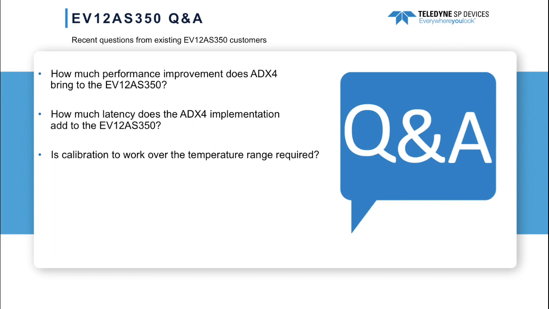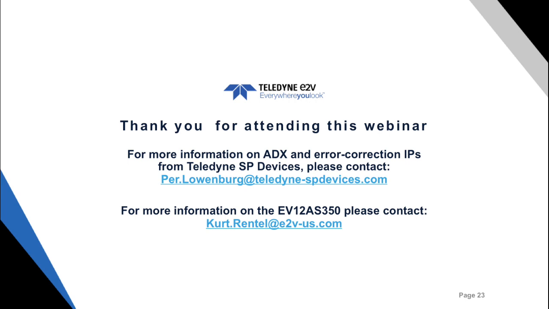So when using the EV12AS350 with the ADX4 IP core, the mismatches between the internal ADCs are automatically corrected, but you can tweak that even further in your application. There's an app note on dealing with the interpolation and calibration techniques, and it's available on Teledyne E2V's product web page for the EV12AS350.